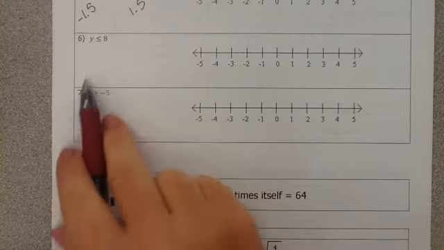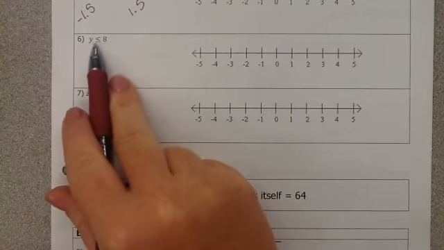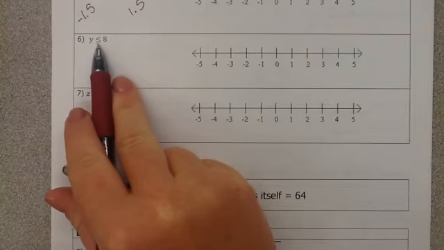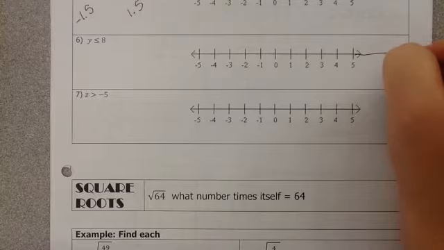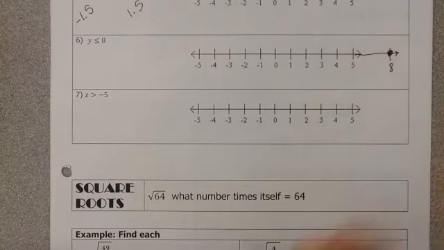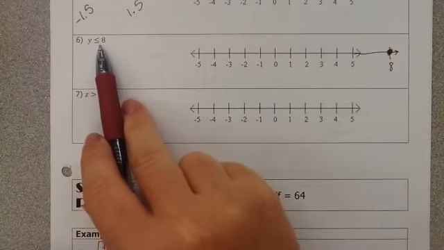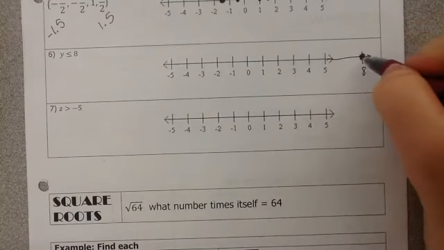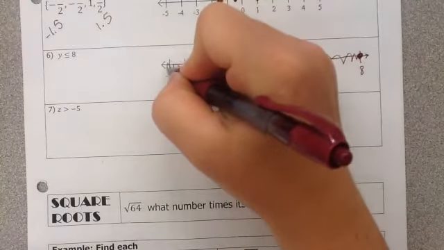Number 6, we need to graph inequalities. Now, we need to remember that since it has a line under it, it's going to be a closed circle on 8. And 8's going to be over here, doesn't fit. It'll be a closed circle on 8 because of this equals. Now, this is y is less than, so if it's less than 8, which way do we shade? To the left. Fill this in.